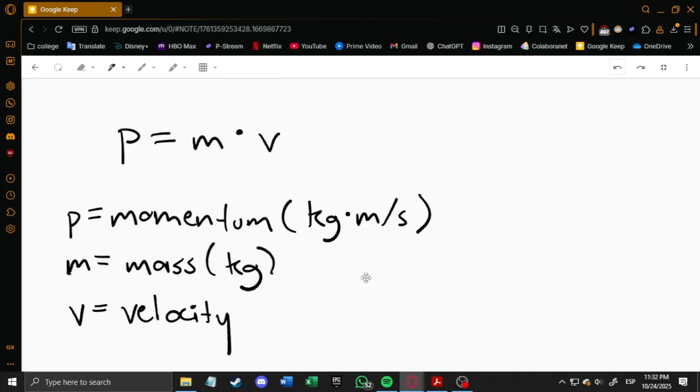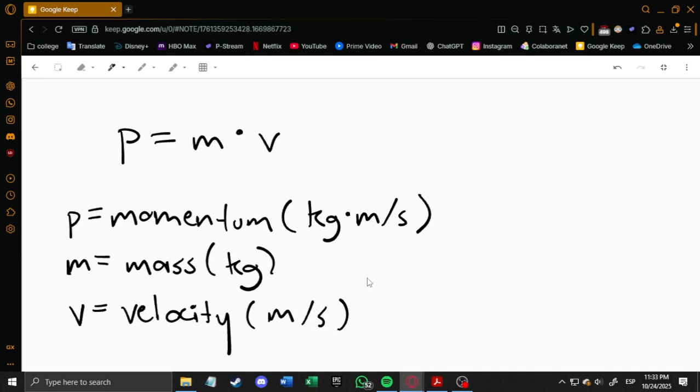So, first of all, momentum is what tells us how much motion something has, and it depends on two things: how much mass it has and how fast it is moving. The formula is this one, where p is equal to momentum and is measured in kilograms times meters per second, m is the mass, which is measured in kilograms, and v is velocity, which is measured in meters per second.